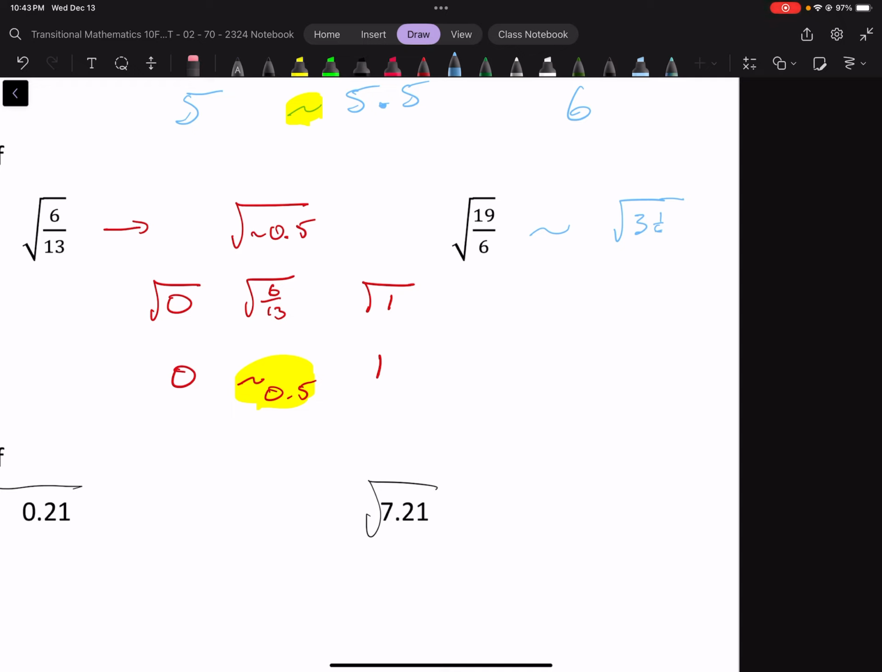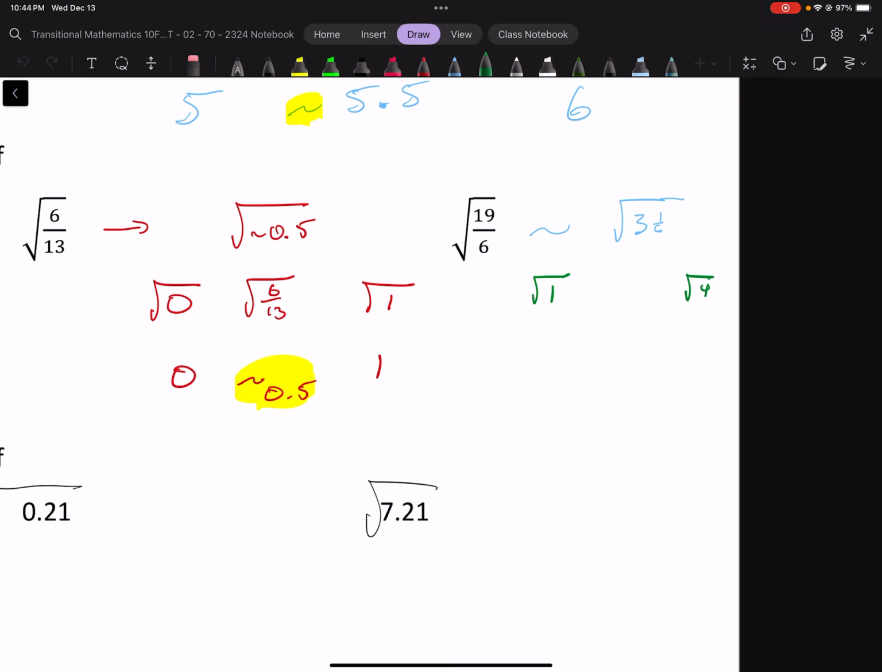So I'm just going to try to benchmark this. And what do we mean by benchmark? Is that we pick landmarks that are perfect squares. The perfect square that is below 3 and 1/6 is 1. The perfect square that is above 3 and 1/6 is 4. Square root of 4, pardon me.